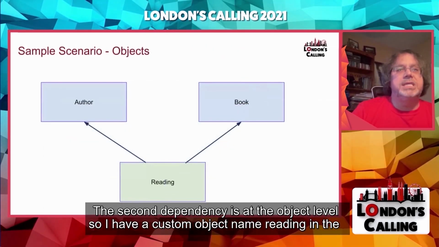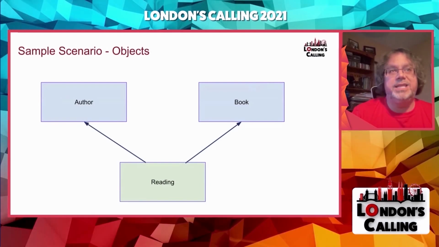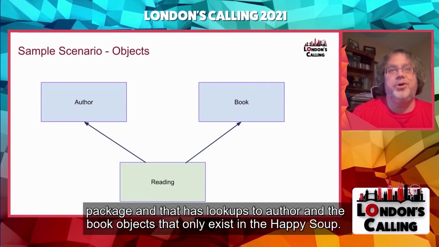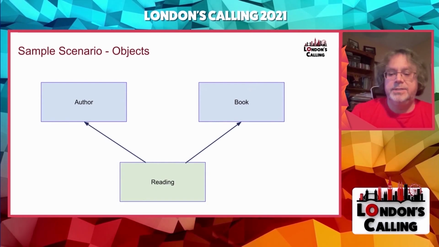The second dependency is at the object level. So I have a custom object named reading in the package, and that has lookups to author and the book objects that only exist in the Happy Soup.